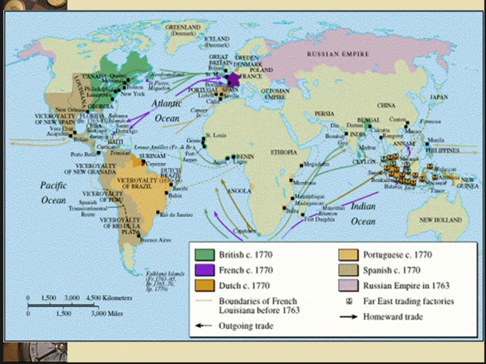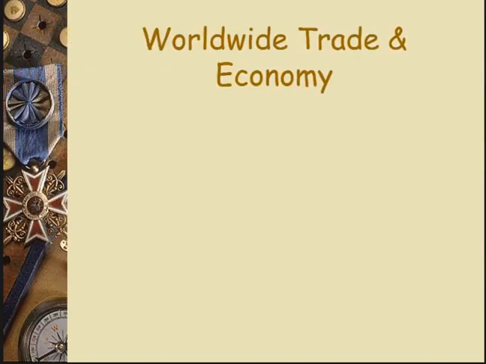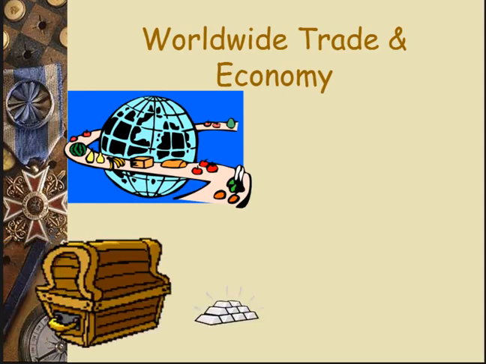Anyway, goods are being shipped back and forth. Not only the British, you see there in the green, you got the French. In the purple, you got the Dutch, in that sort of tan color, the Portuguese, and the Spanish. So all over the world, there are colonies, colonization, and the selling and trading of goods.